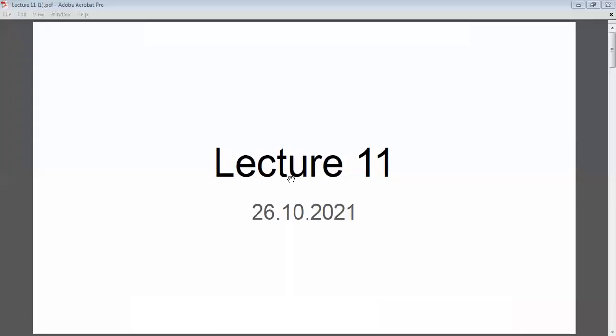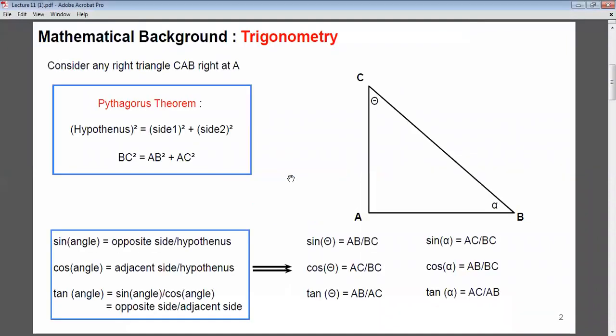Hello. In today's lecture, we will do more problems on trigonometry and vectors. So let's just remember, if we have a triangle right-angled at A, the sine of one of the angles is the opposite side divided by the hypotenuse, where the hypotenuse is the side facing the right angle.